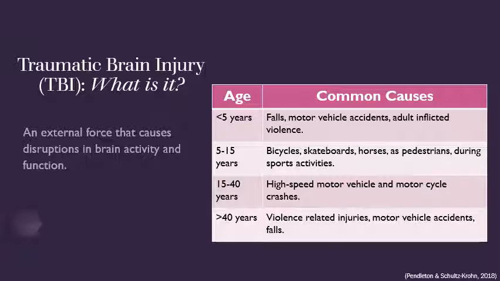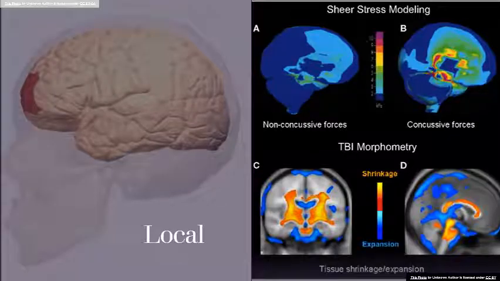In the table, you see different causes of brain injury that vary depending on age. The external force causing damage to the brain may be a direct blow to the head, leading to localized damage, as seen on the image to the left. The force can also be from a sudden deceleration of the body and head, leading to widespread damage, as seen on the image to the right. The type of injury, whether local or diffuse, as well as the location of the damage, will determine the resulting impact on function.